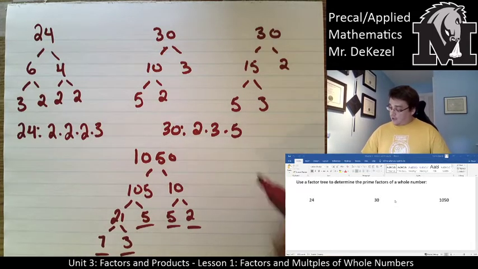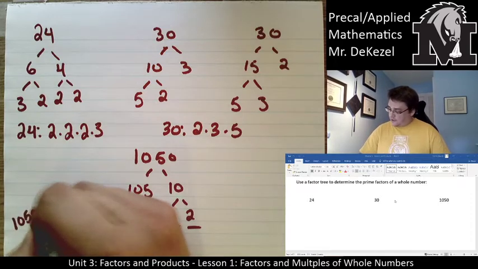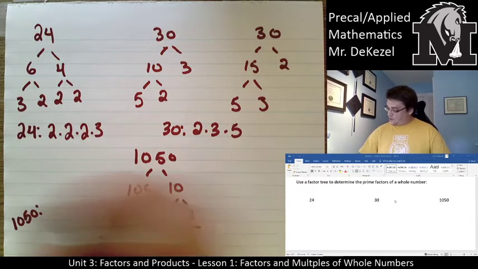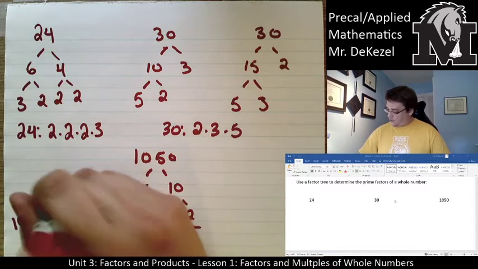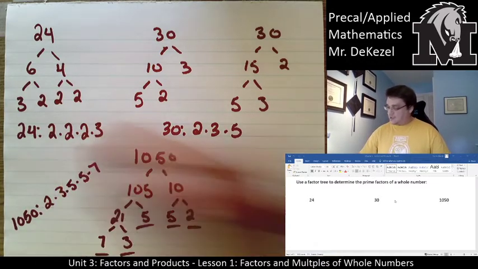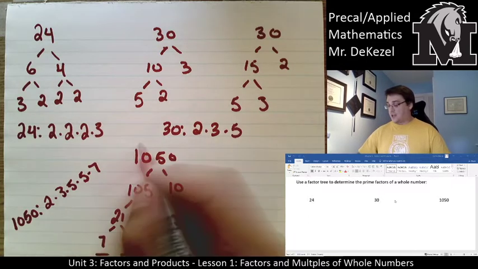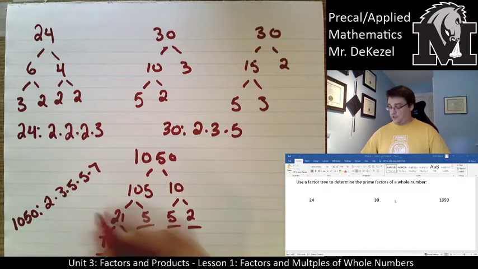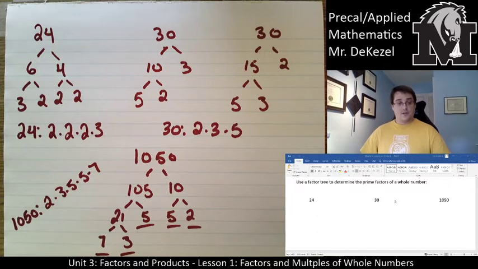So I could write it over here. 1050 will be written as 2. There's only one 2, there's one 3, there are two 5s, and there is one 7. So you could check that. If you were to multiply that out, you should get 1050. So that's how we do a prime factor tree, and we write it as a set of prime factors.